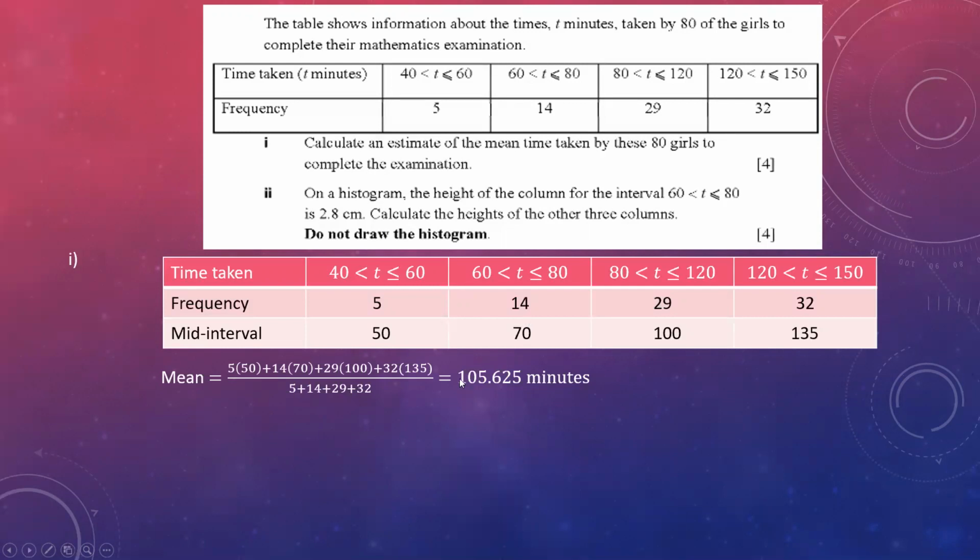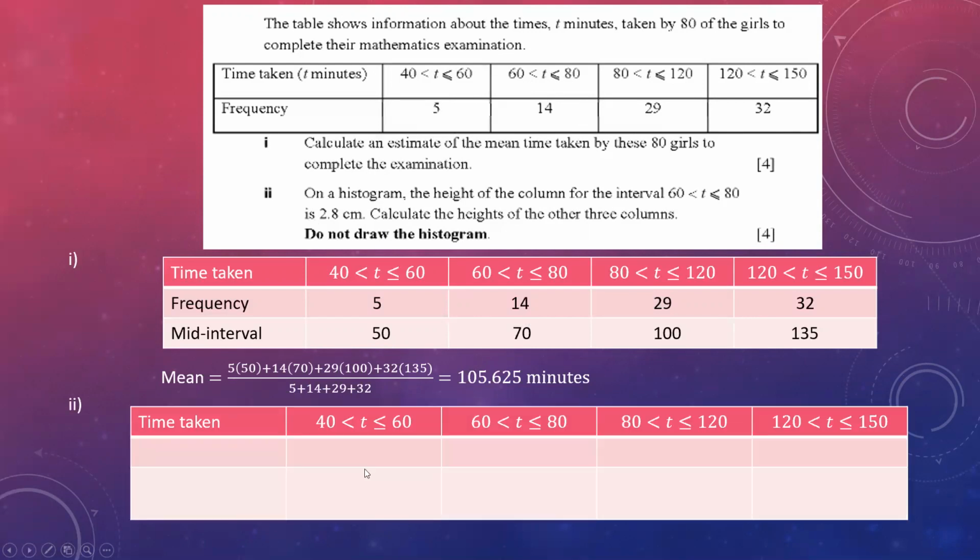The next thing is on the histogram, the height of the column for this group, 60 to 80, the second group, is 2.8. Then the question is asking, if we are using the same rules, what is the height for this one and the other 3 groups, which is this one, and this one. Right? So I'm still doing the table for you, so it is easier for us to read. So instead of frequency right now, we have to find frequency density. Frequency density will be the actual frequency divided by the class width, which is 20. So you get this one.